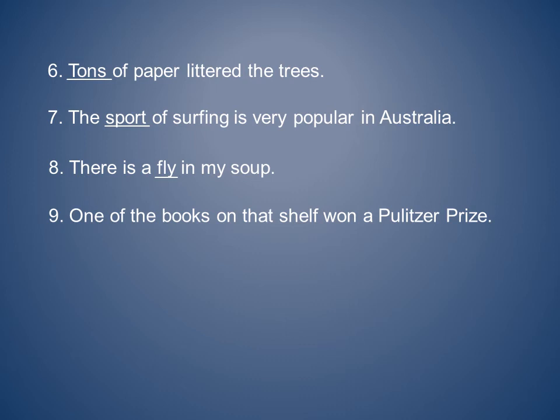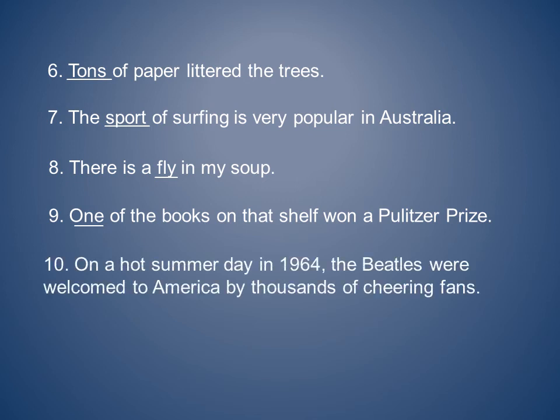But there is no word book in this sentence. There's books. But clearly the sentence is being more specific than that, right? It's one of the books on the shelf won a Pulitzer Prize. So one is the subject. Of the books is a prepositional phrase, just like of surfing and of paper. It's just describing, giving us more information about the subject itself.